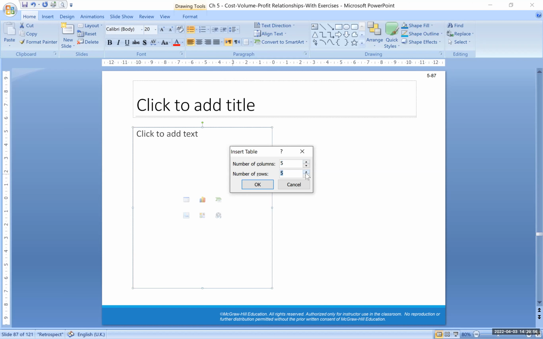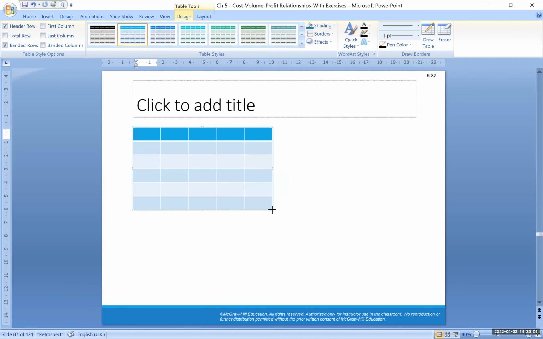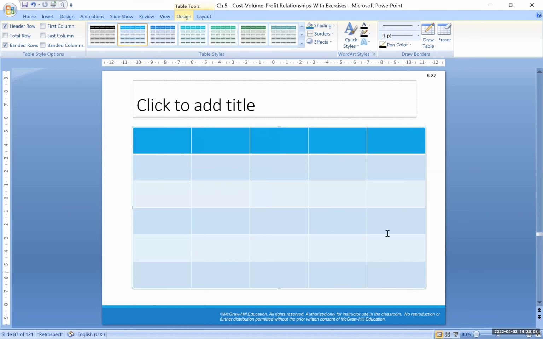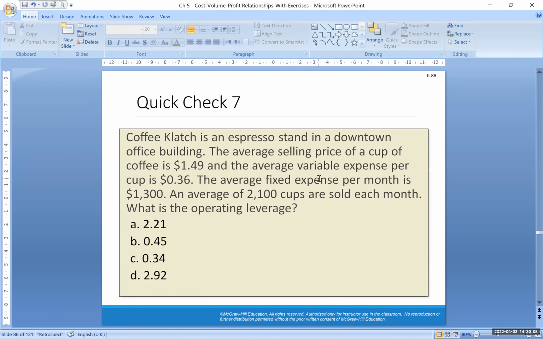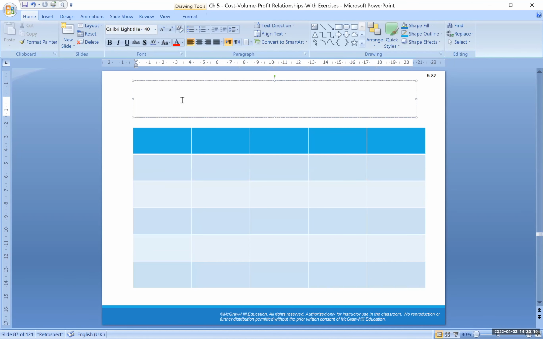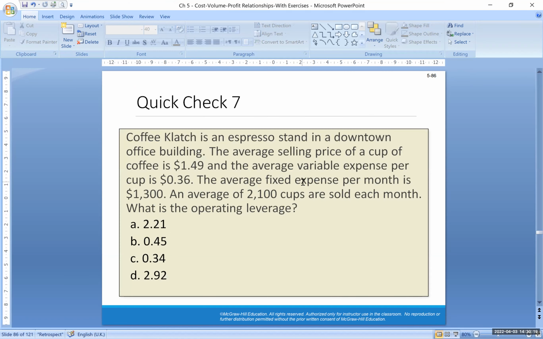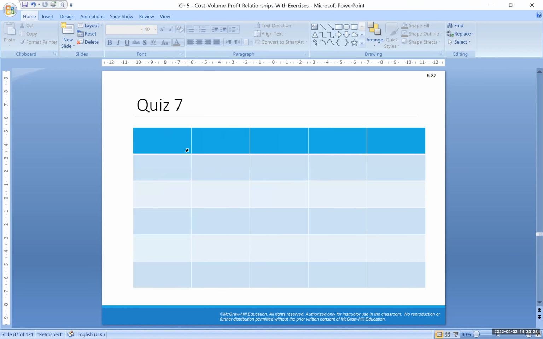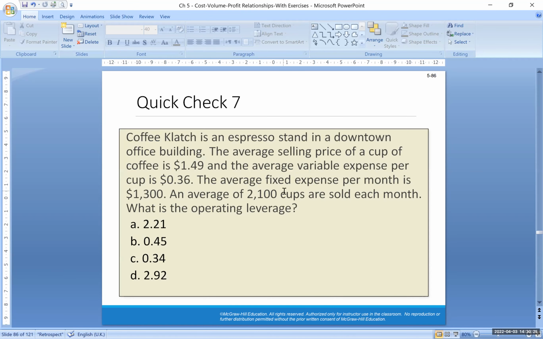We need to prepare an income statement. Why? Because the equation includes the contribution margin. Just to remind you how to calculate the operating leverage: it is simply the contribution margin in total divided by net operating income. So we need the number of the contribution margin and the number of the net operating income.